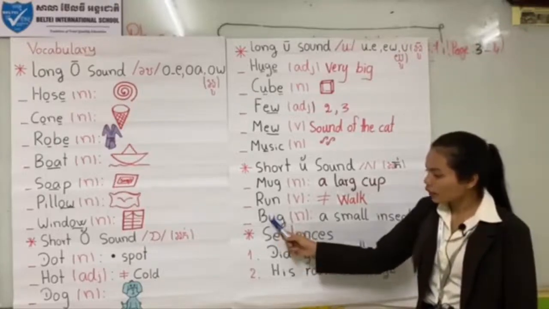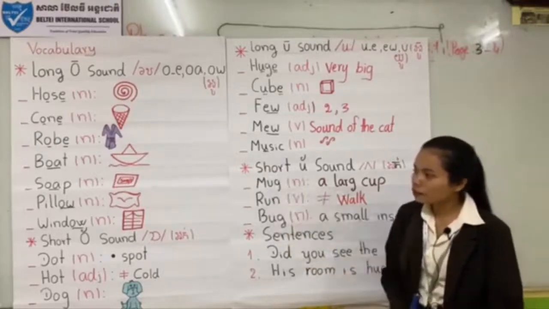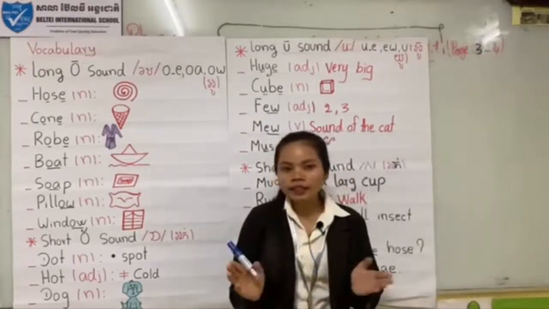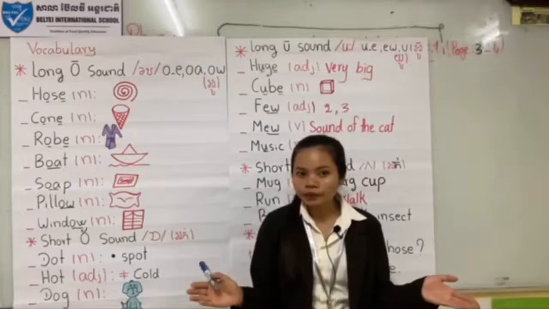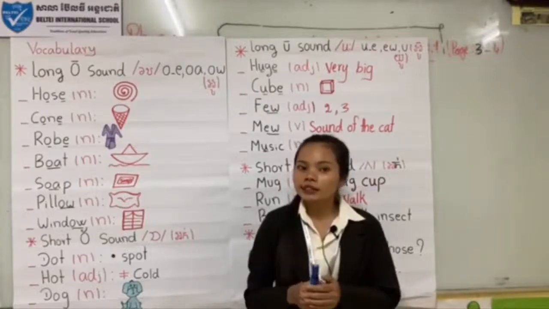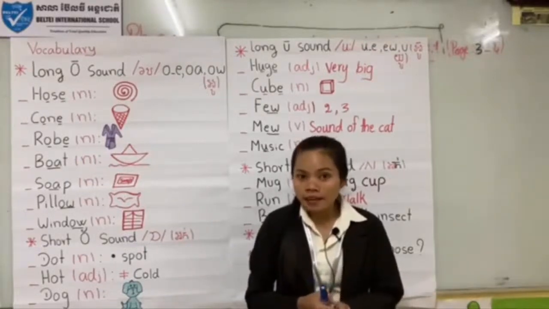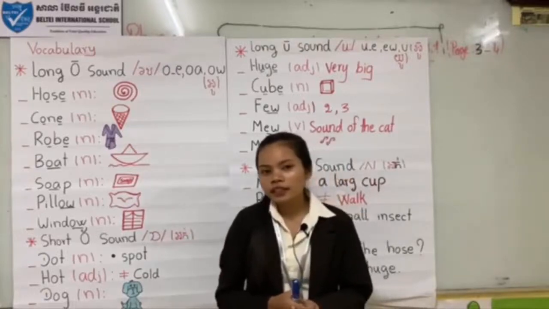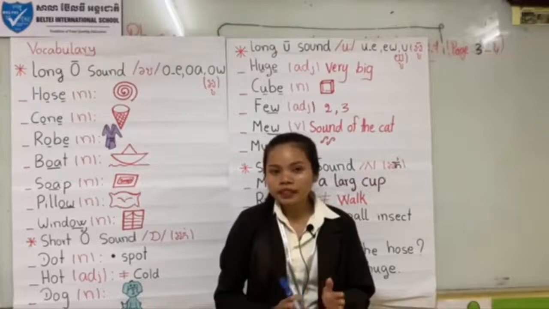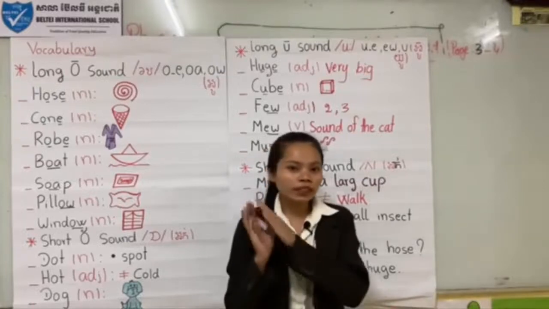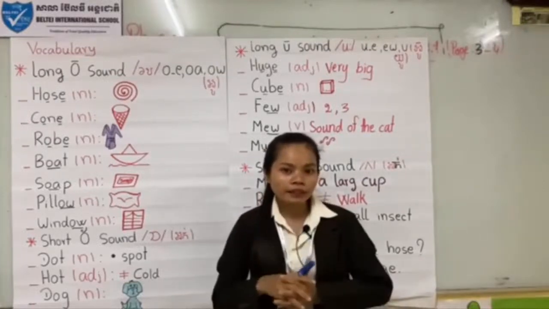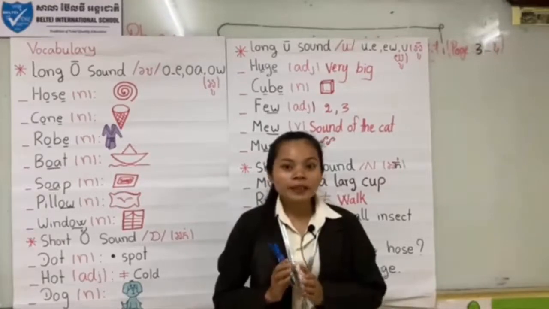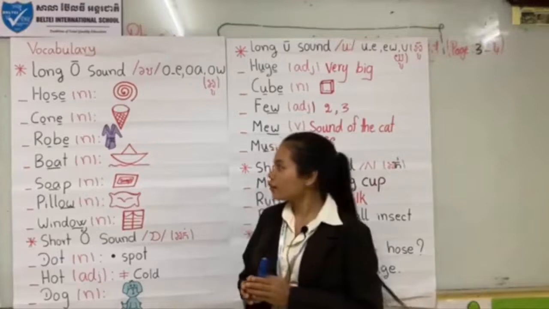Okay, so now we finish the vocabulary. So who can tell teacher? Teacher explains the meaning of the word, and can you tell teacher the exact word? Okay. Now teacher said something that you use to sleep on when you go to bed. What is that? Pillow, right? Okay, good job.